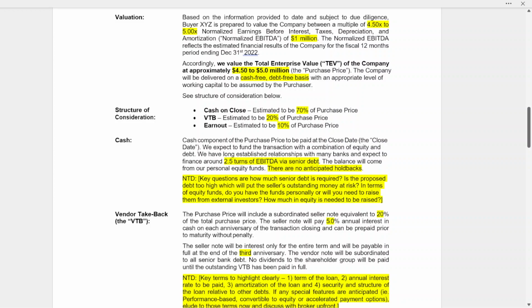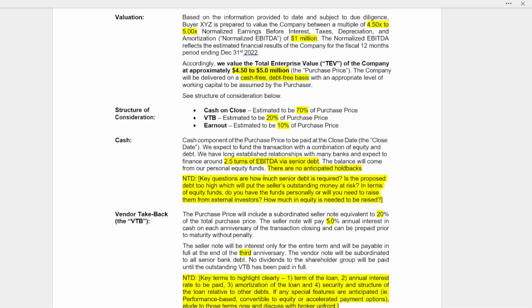They don't have to raise any financing. They don't have to do anything. They have the funds already available to close. And then lastly here, there's no anticipated holdbacks, meaning they don't have to hold back any of that 70% subject to 6 months of due diligence to confirm that inventory moves or whatever the case is.